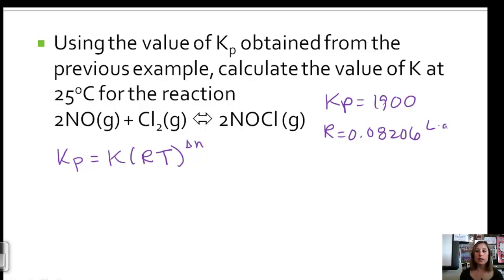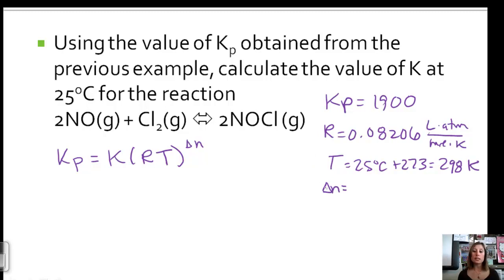0.08206 liter atmospheres over mole Kelvin. We know that T, if it's 25 Celsius plus 273, is 298 K. And we know that delta n is the coefficients of the products minus the coefficients of the reactants. So we have one product, so we have 2 minus the sum of 2 plus 1.